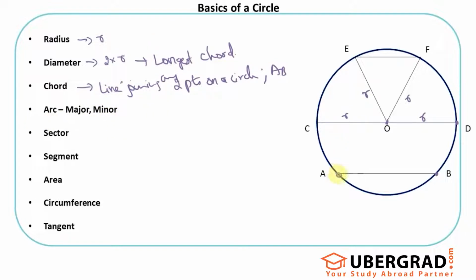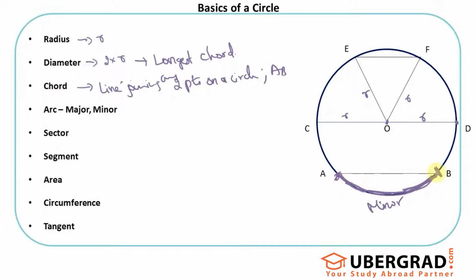Arc, major and minor arc, right? So let's say AB is a chord, I'm talking about this line, right? What about the arc? AB arc is basically this one, and I'm talking about this length, right? This is called the minor arc. The major arc is this remaining part of the circle, right? I need to join the 2 points on the circle, A and B.